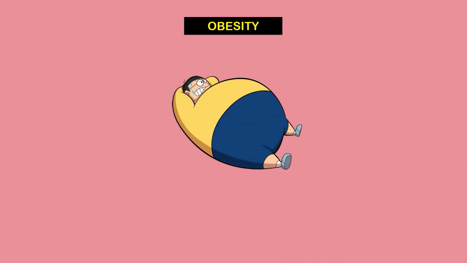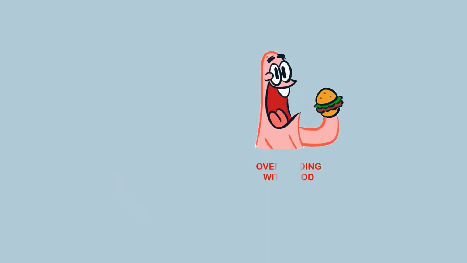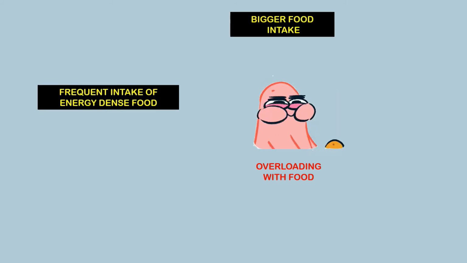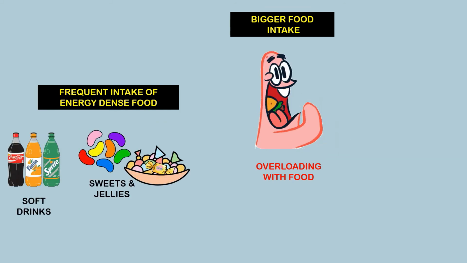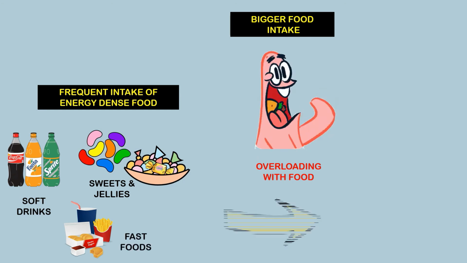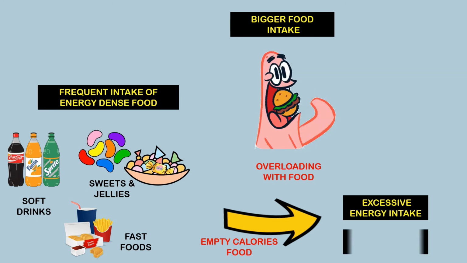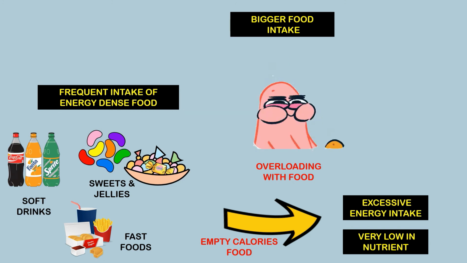Obesity is a medical condition involving excessive fat accumulation that has a negative effect on health. In some conditions, children with ASD will overload their mouth with food, which leads to bigger food intake. Serious concerns have been associated with the frequent intake of energy-dense foods such as fast food, soft drinks, sweets and jellies, known as empty calorie foods that can result in excessive energy intake but are very low in nutrients. Since children with ASD usually eat their preferred food, this may lead to obesity if the food choices fall under empty calorie foods.